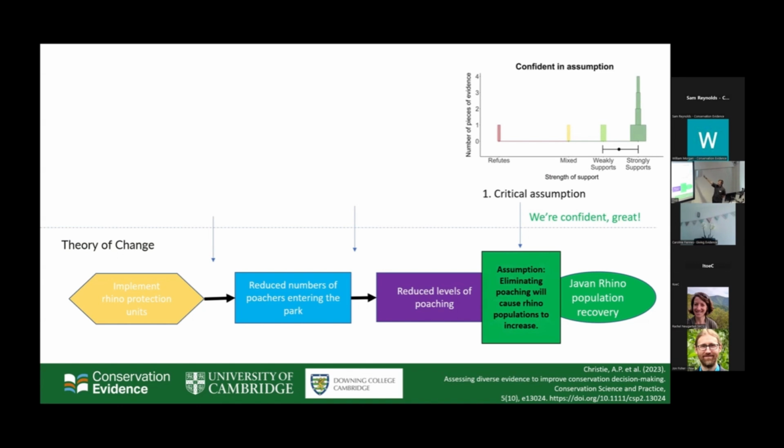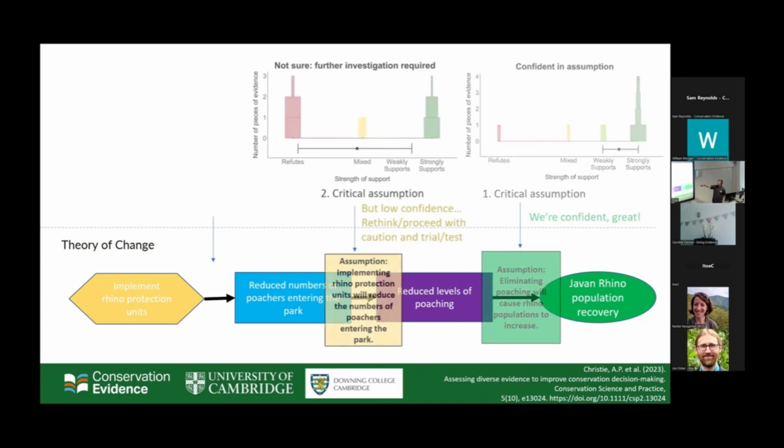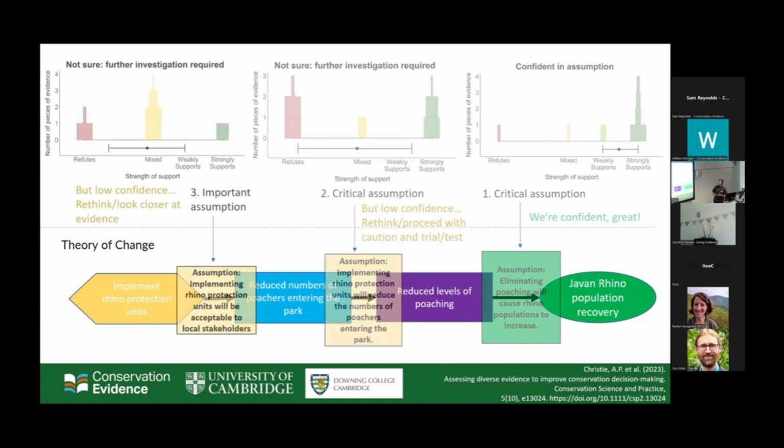But for this, we probably conclude we're pretty confident in this assumption. That's great. We might then move on to our next one. For this one, the ziggurat plot shows it is much more mixed, so we have lower confidence in whether this assumption will hold. So that might suggest that we need to rethink our theory of change, or maybe proceed with caution and make sure that we trial and test this assumption carefully in our project.